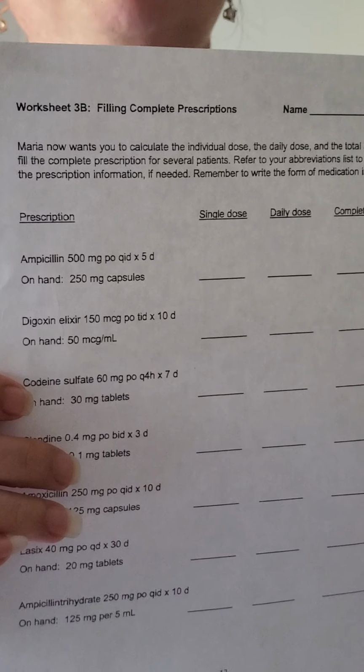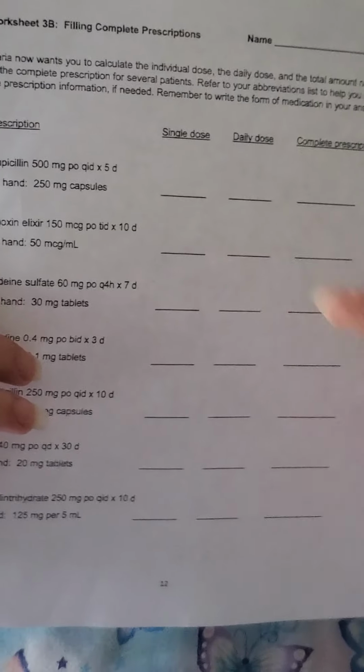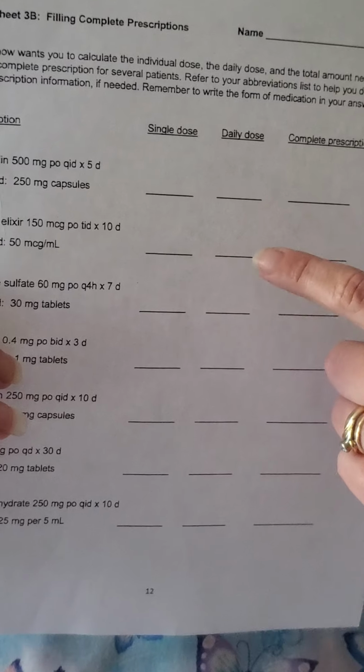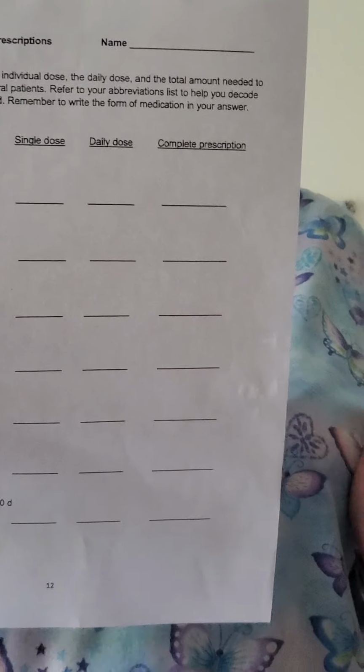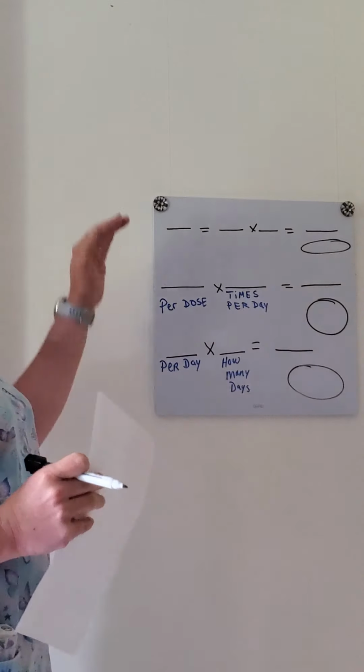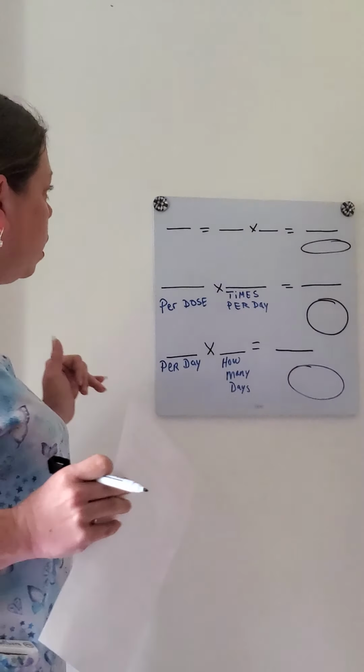Okay, welcome back. We are going to continue on with this assignment, the worksheet 3B. Yesterday we did the first and second column for the first two examples. Today I'm going to go on to the last column of examples. So you see the board is set up a little bit differently today, okay?